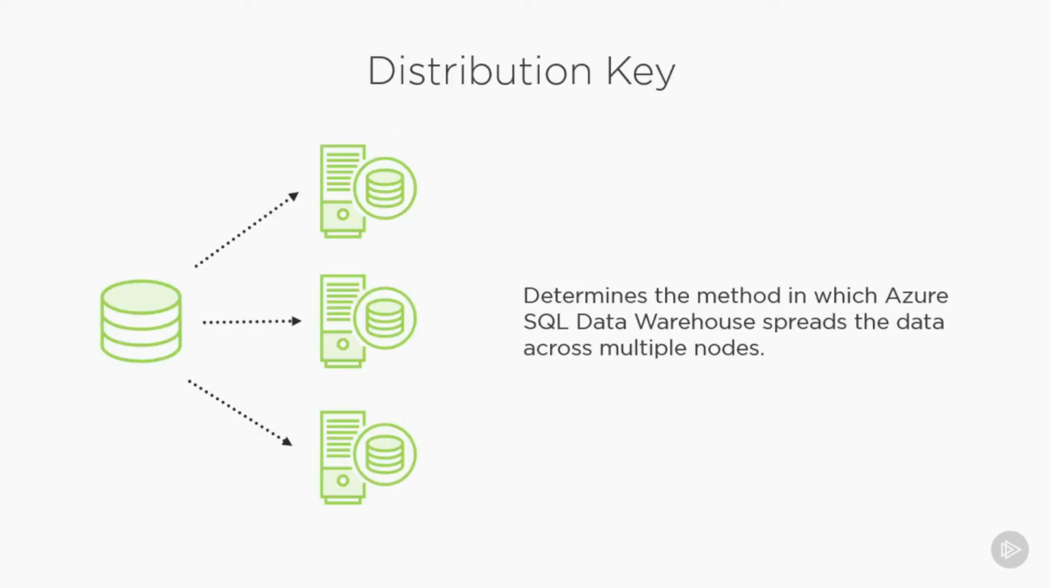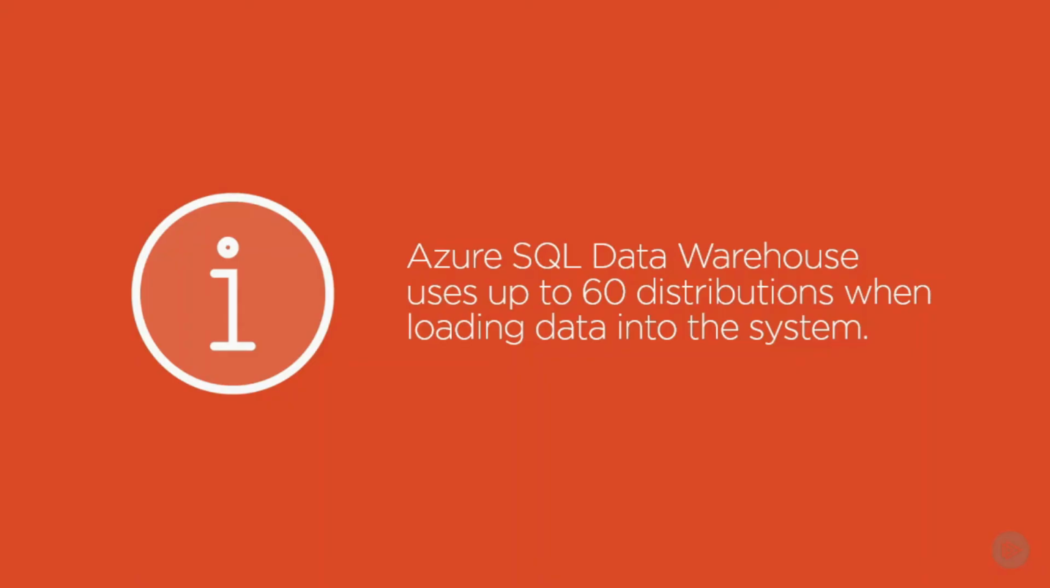The biggest difference from the symmetric multiprocessing nature of SQL Server is the fact that Azure SQL Data Warehouse always has a distribution key for its tables. This distribution key will determine the method that Azure SQL Data Warehouse uses to distribute the data across multiple different nodes and storage. Every time that you create a table and you load data into Azure SQL Data Warehouse, it's going to split that table into 60 distributions. Think of that as 60 different buckets for data. And then those distributions will get attached to different nodes that will do some compute.